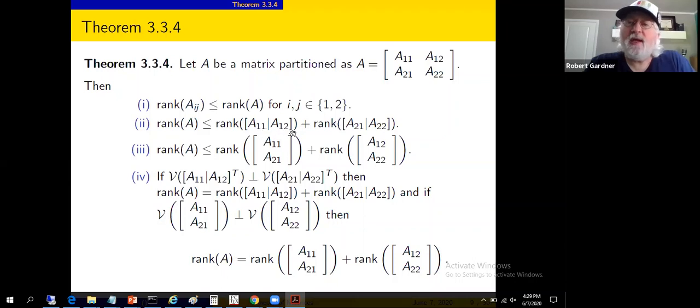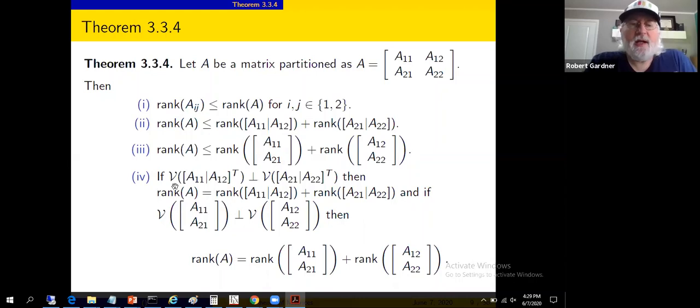A11 partition A12, that's the top part. I kind of want to call it the top row, but these are themselves matrices. Rank of A is less than or equal to the rank of the top part plus the rank of the bottom part. When I word it like that, it doesn't sound too outrageous. Rank of A is less than or equal to the rank of the left part plus the rank of the right part. Here, might want to think of row spaces. Here, I might want to think of column spaces because of the way the partitioning's been done.